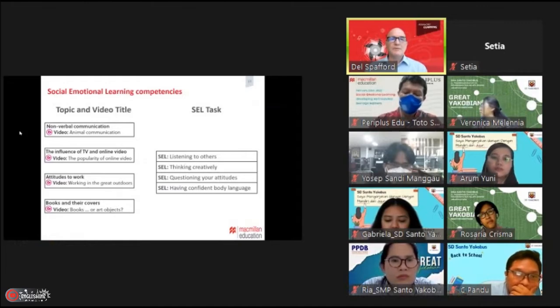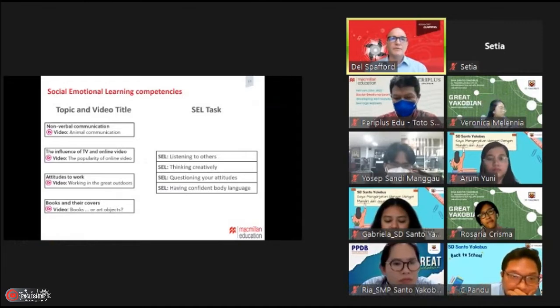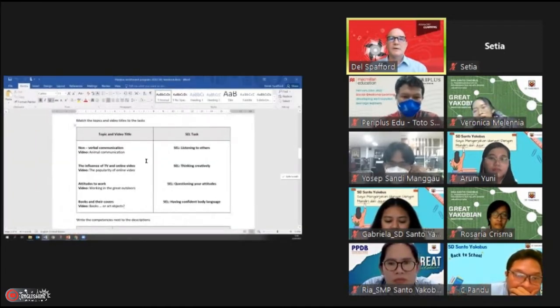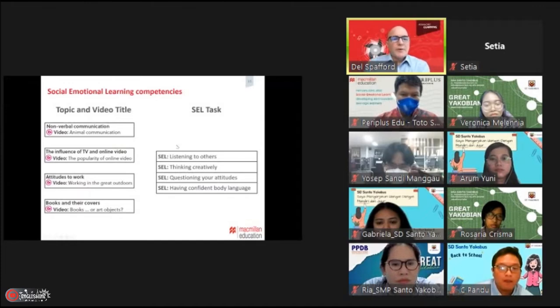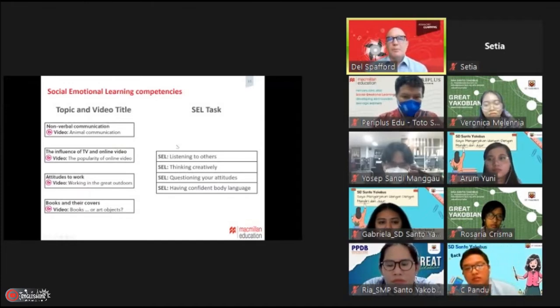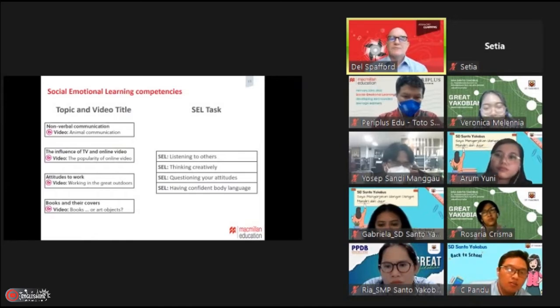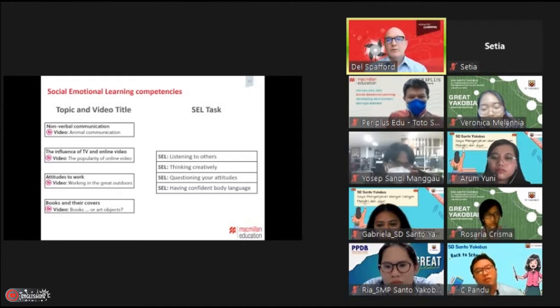So you can match these topic areas together on your handout. So what do we think? Animal communication, non-verbal communication. What do you think this would match with? Any guesses? It's kind of tricky, but the reason it is tricky is because I want you to think.